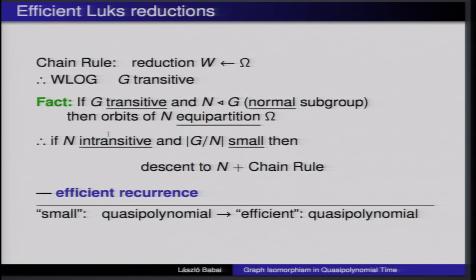So the orbits of a normal subgroup of a transitive group are of equal size. So the only thing I have to ensure is that the normal subgroup itself is not transitive. Of course, it could be that the normal subgroup is transitive, but if it is intransitive, then I made significant progress. Then the orbits are at most half the size. And so in that case, I get a substantial reduction.